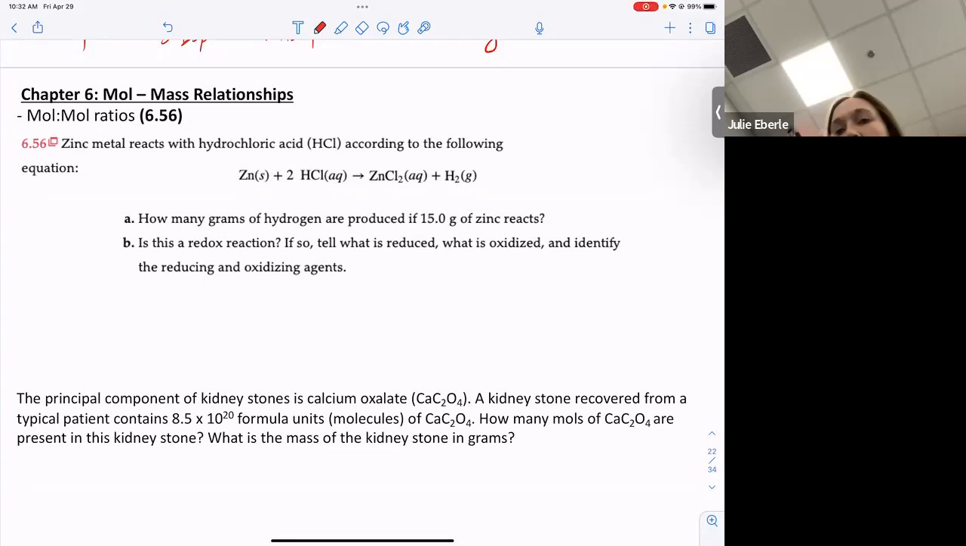A says how many grams of hydrogen are produced if 15 grams of zinc reacts? So we're going to start with 15 grams of zinc. What do I need to do? So it should be grams of zinc. The first thing we have to do is go to moles of zinc. Then we need to convert to moles of hydrogen. Then we can go to grams of hydrogen, okay? This is the 3-part problem. Step 1, step 2, step 3.